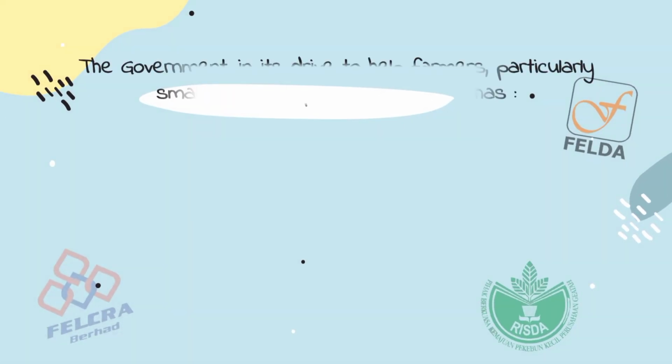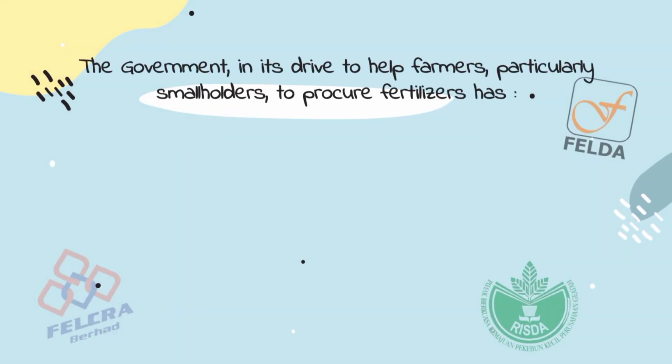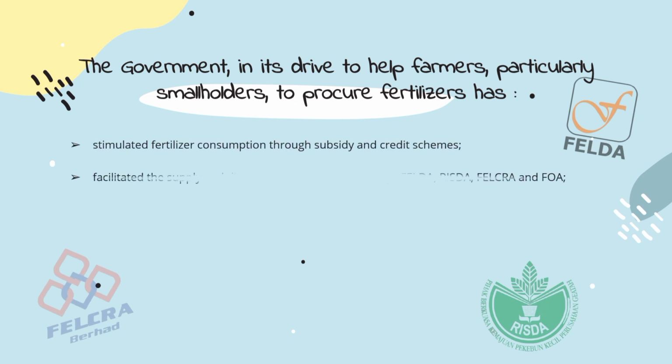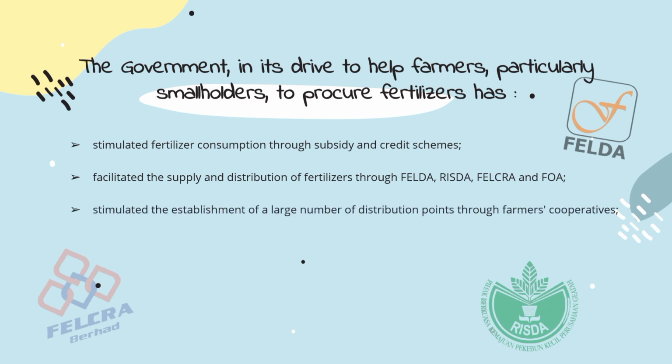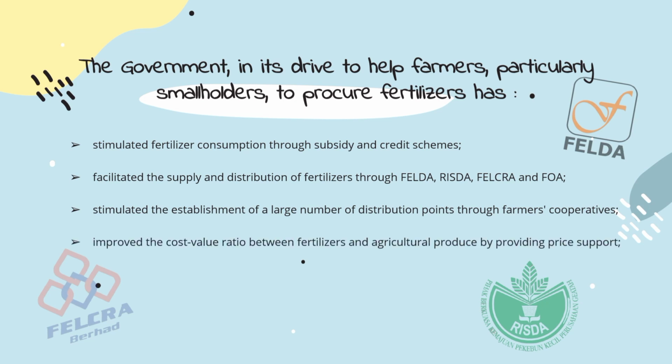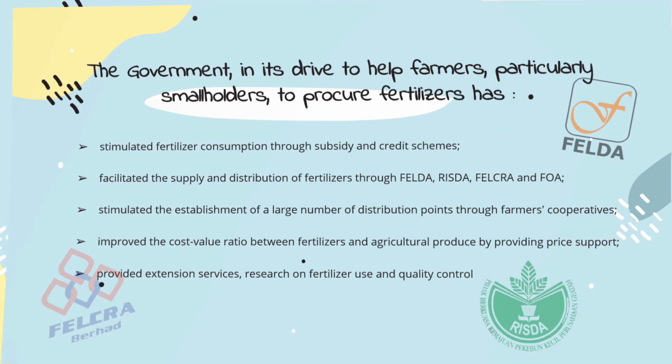In order to help farmers procure fertilizers, the government has stimulated fertilizer consumption through subsidy and credit schemes, facilitated the supply and distribution of fertilizers through FELGA, RISDA, FELCRA and FO, stimulated the establishment of a large number of distribution points through farmers' cooperatives, improved the cost-value ratio between fertilizers and agricultural produce by providing price support, and provided extension services, research on fertilizer use and quality control.